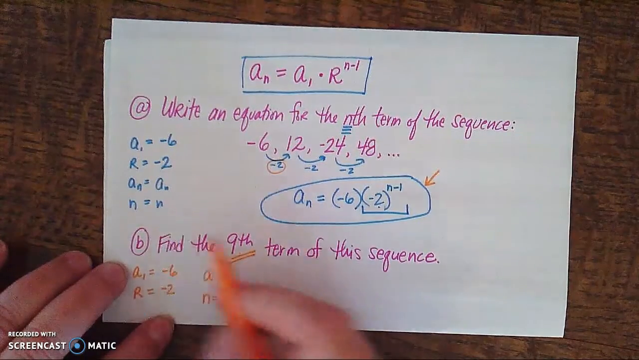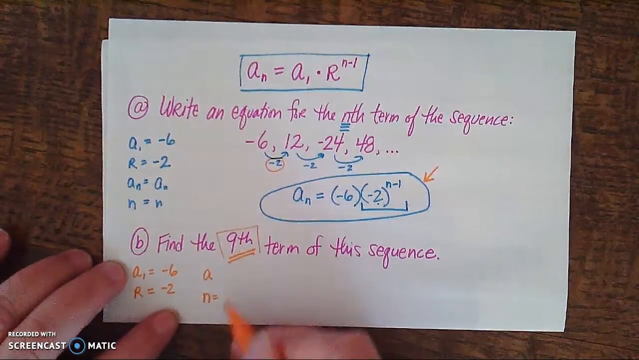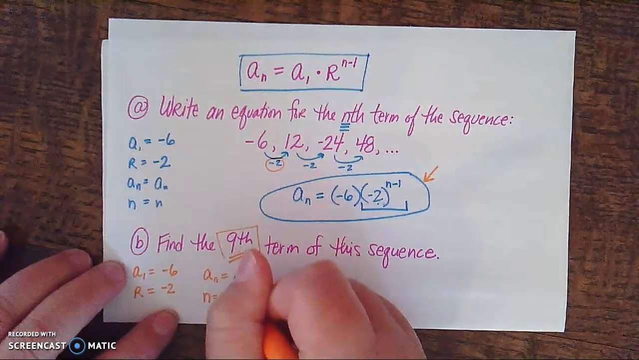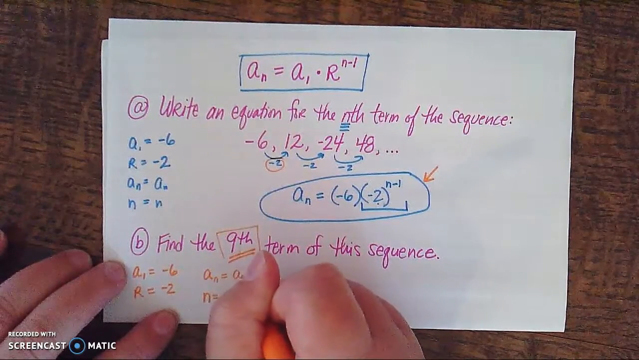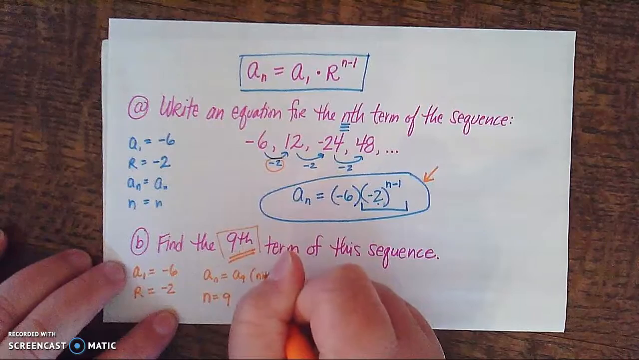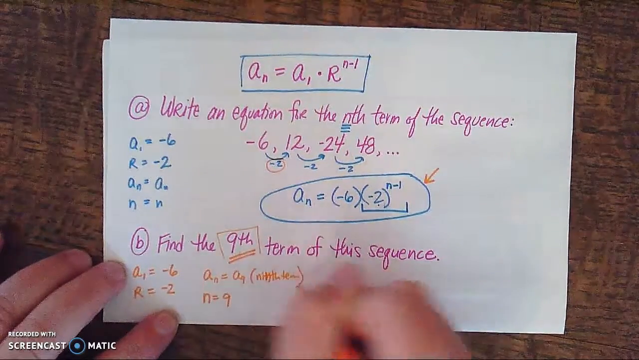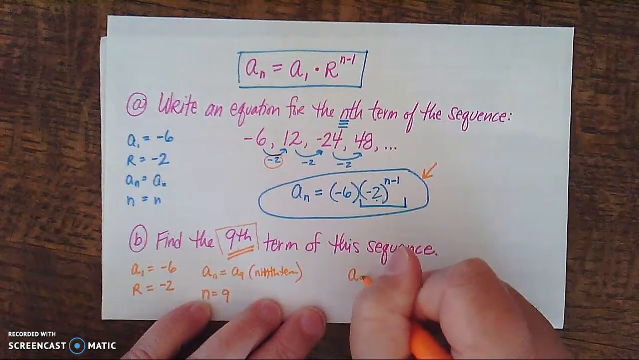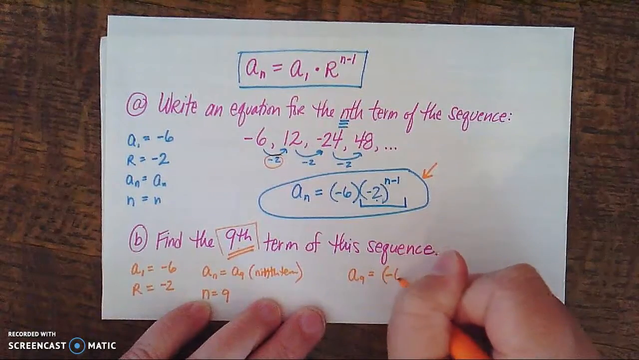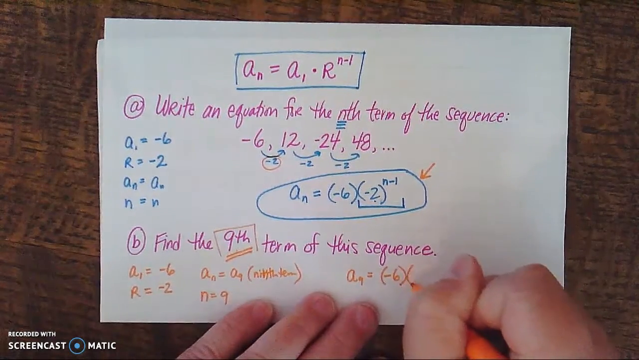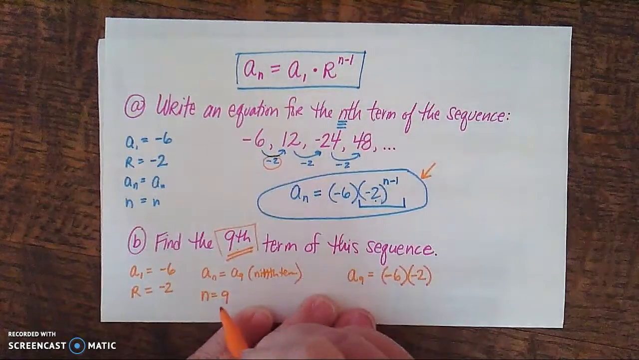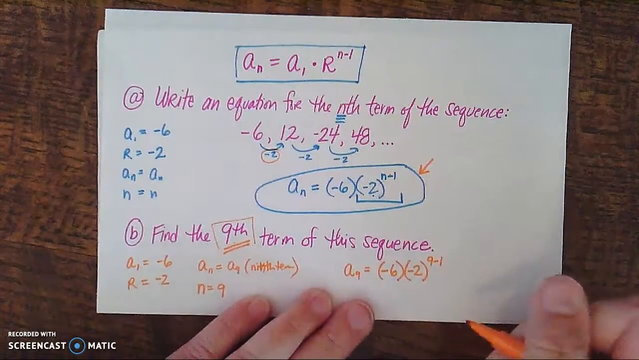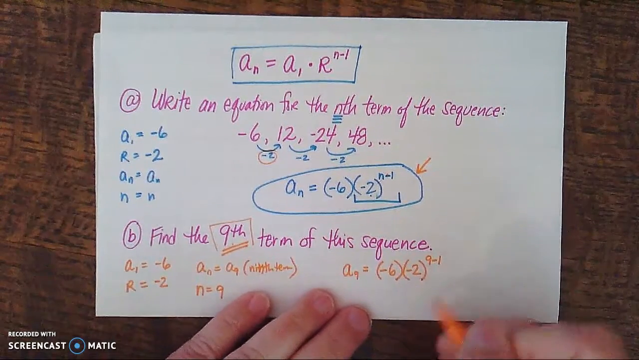The number of terms, though, we're looking for the 9th term. That means n equals 9. So that means a sub n is actually a sub 9, or the 9th term. And that's what we're looking for. So we could write it as a sub 9 equals, first term is -6. Common ratio is -2. N is 9. 9 minus 1. What's 9 minus 1? That's right, it's 8.